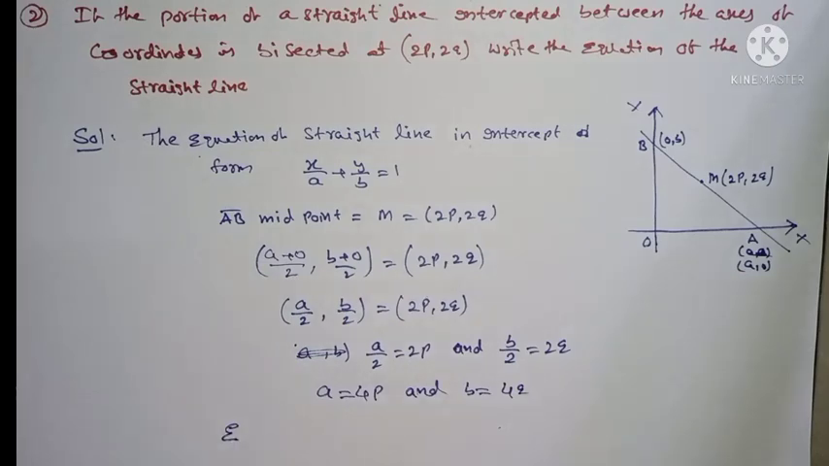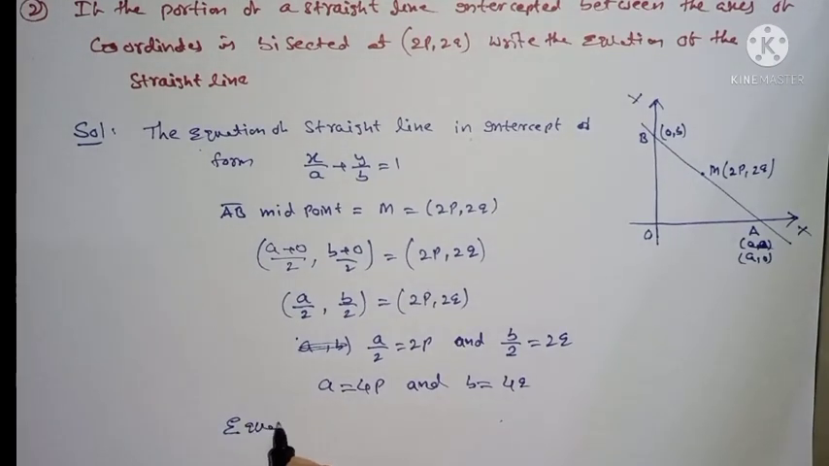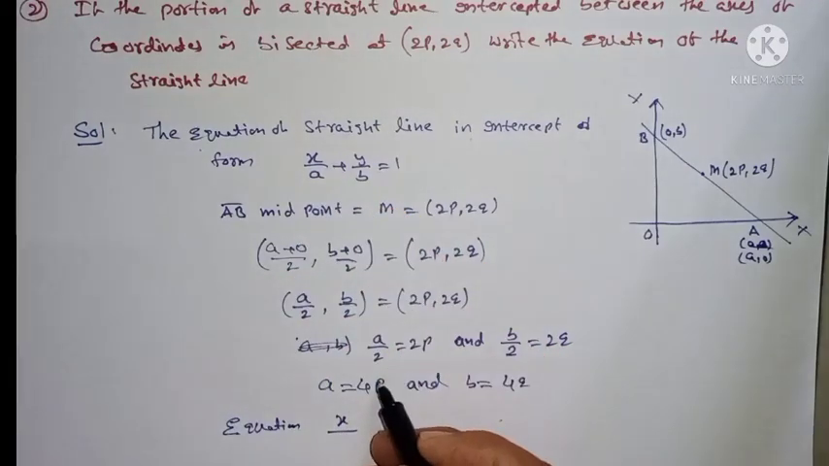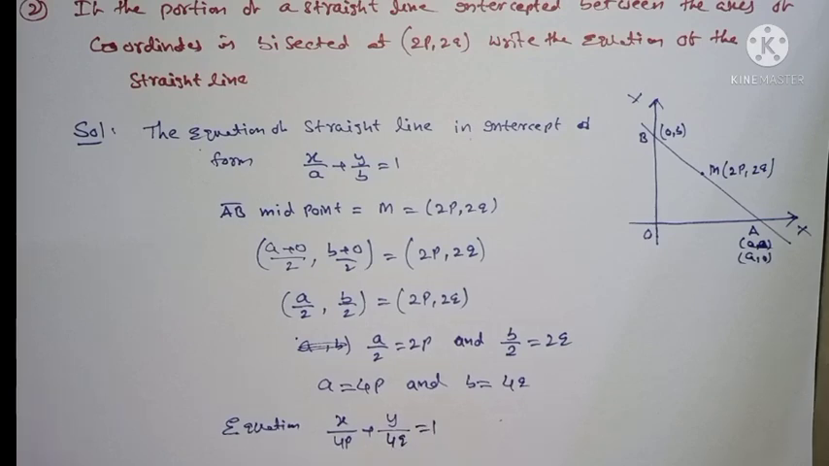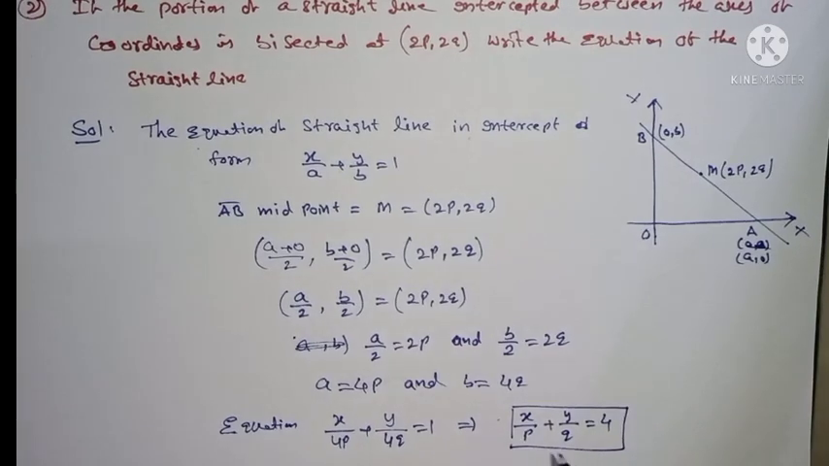Therefore the equation I can write here x by a is nothing but 4p plus y by b is nothing but 4q is equal to 1. Or I can write this equation as x by p plus y by q is equal to 4, taking the 4 to the RHS. This is the equation of the straight line when the midpoint is 2p comma 2q. Okay, clear?